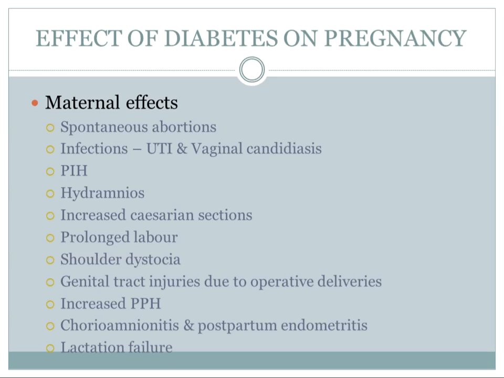Now, what is the effect of diabetes on pregnancy? What happens to a pregnant woman when she becomes diabetic? So spontaneous abortions are increased, more infections are there, particularly urinary tract infection and vaginal candidiasis. Very typically, if you detect either of these two conditions, a recurrent urinary tract infection or a vaginal candidiasis in a pregnant woman, you must investigate this patient for evidence of any diabetes.